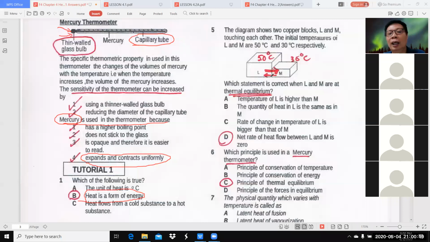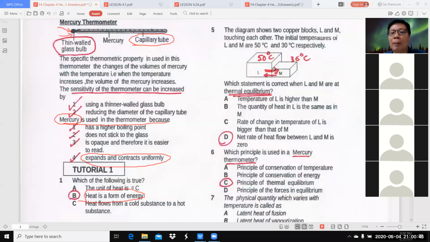Okay, this arrow being big means more heat flows from here to here. But at the same time, a little bit of heat also flows from here to here. This will happen until finally both heat flows become the same. Here to here become the same. When they become the same, when you subtract, right?